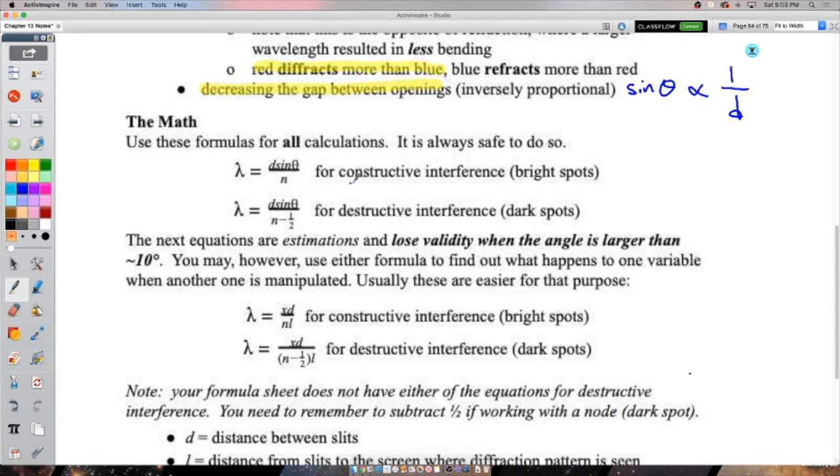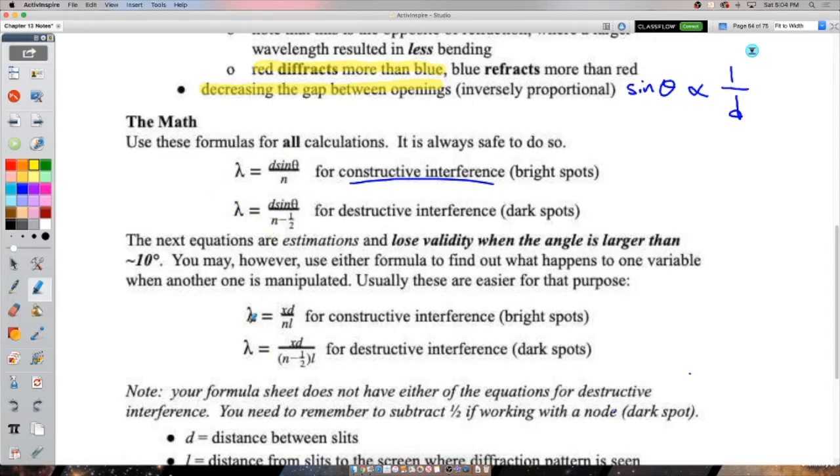Notice n is here for constructive interference, and n minus 1/2 is here for destructive interference. Just building triangles, using that path difference to make a triangle, where we can then talk about sine theta in terms of the wavelength and the slit separation. Okay, so this is the equation I would recommend you always use. Again, really it's one equation. You just have to know when it's constructive, put in n, when it's destructive, put in n minus 1/2. Okay, this always works. This is not an approximation.